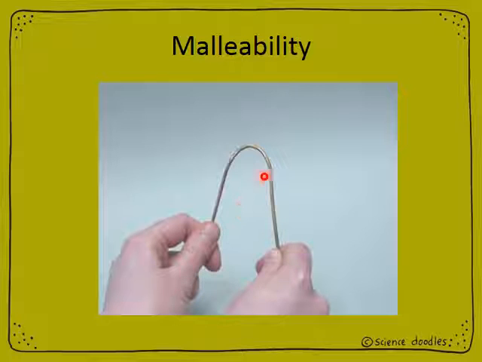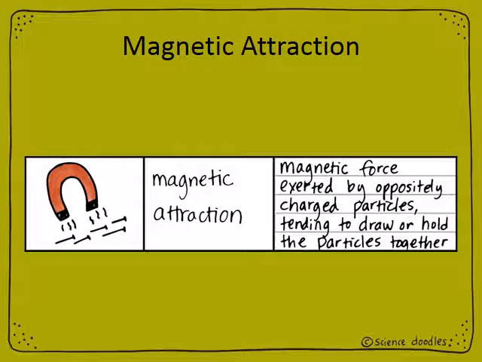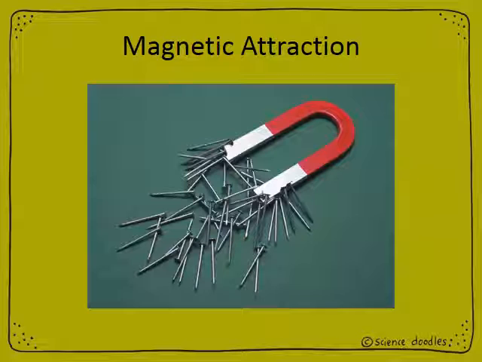So this one is malleable because it can be bent and not get broken. Magnetic attraction, again, this one you should be familiar with. It's magnetic force exerted by oppositely charged particles tending to draw or hold particles together. So if it gets attracted to a magnet, it's magnetic, and if it doesn't, it's not. That one's pretty self-explanatory. So obviously these nails are magnetic.